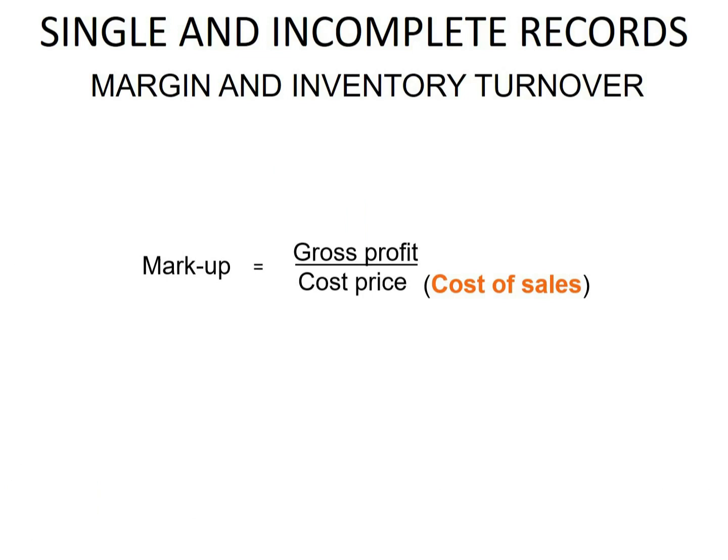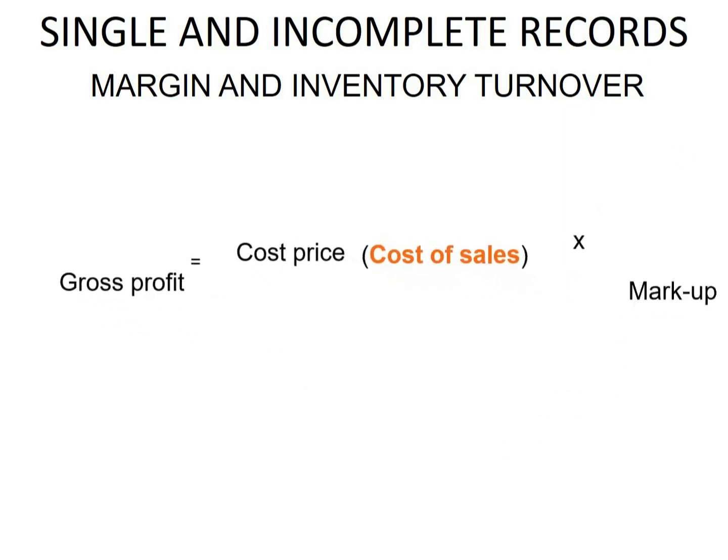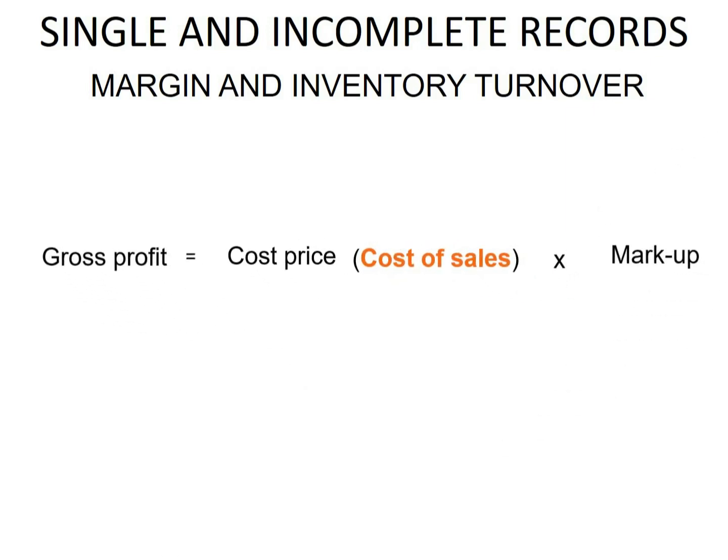Now let's have a look at the formula and break it down. This formula can also be restructured if you want to calculate the gross profit. What you then need to do is restructure the formula to say cost price multiplied by markup will give you the gross profit, or gross profit is equal to cost price multiplied by the markup.